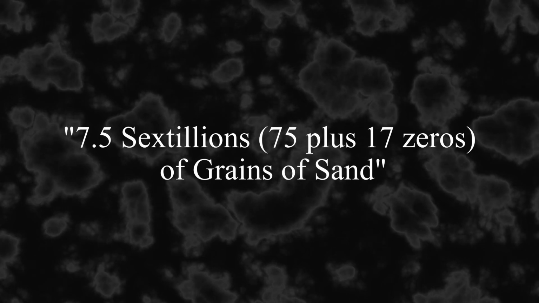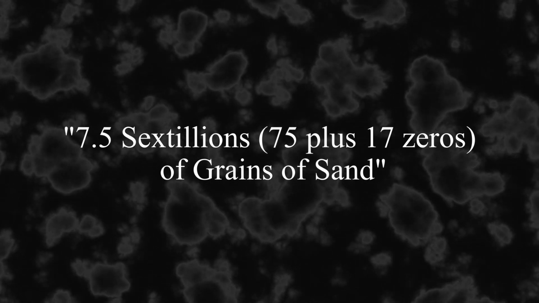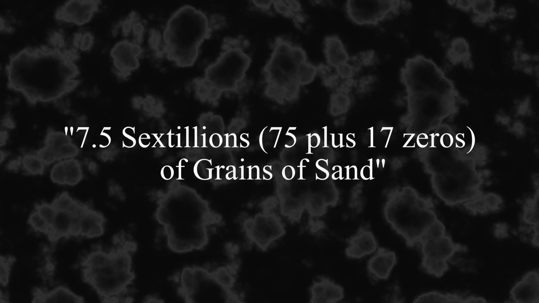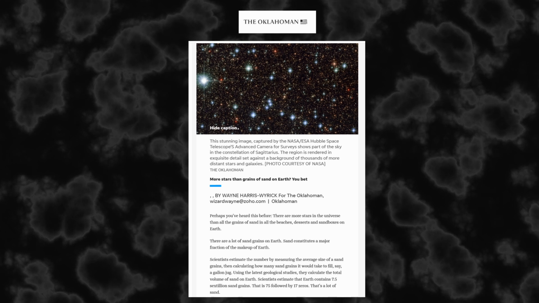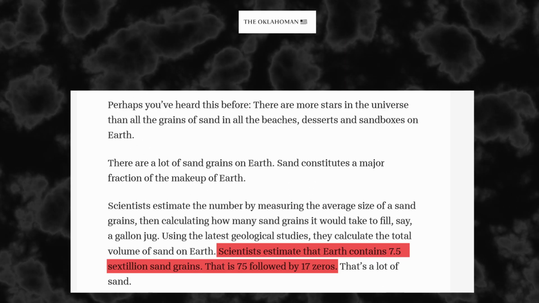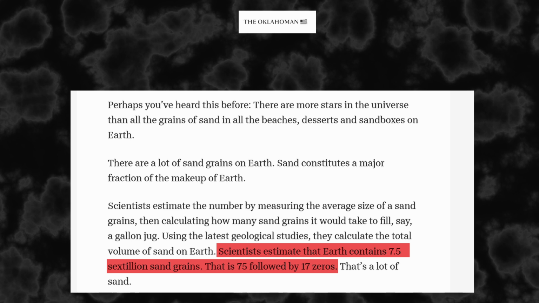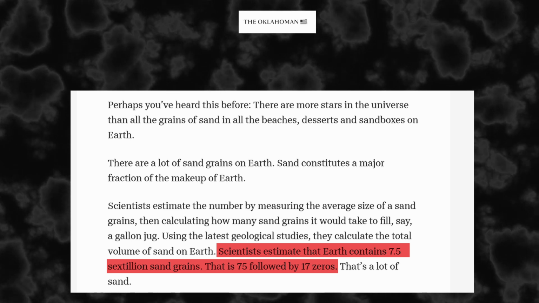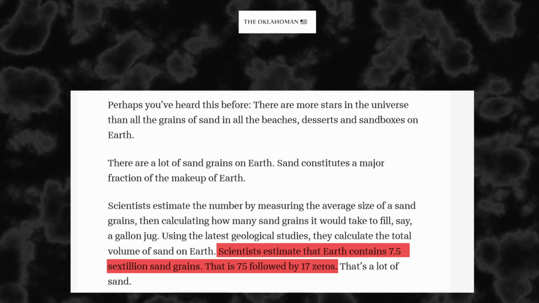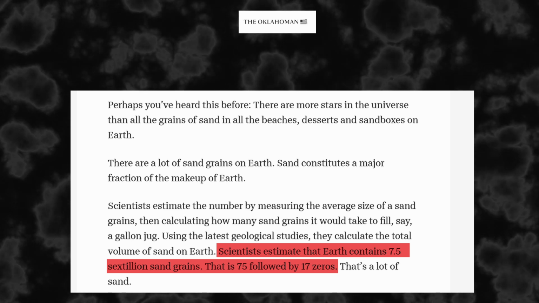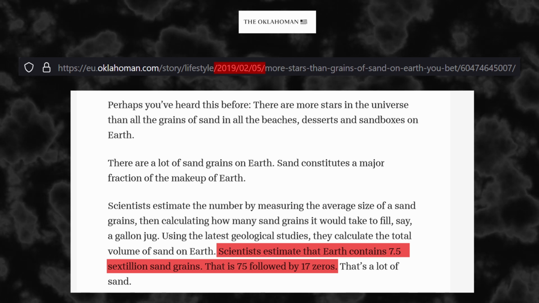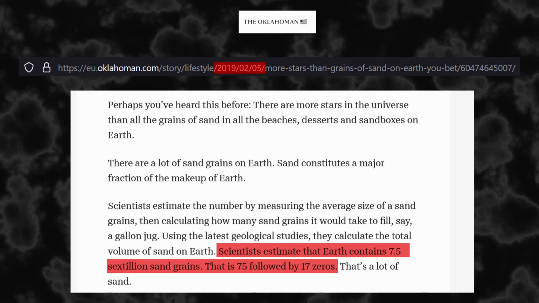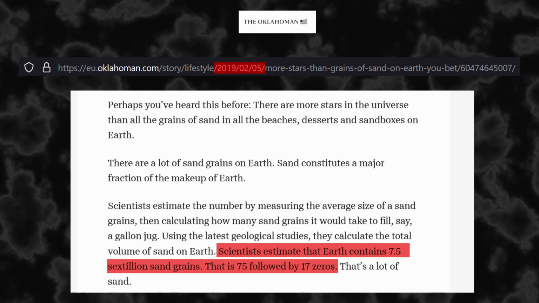Searching the phrases from the Medium post, 7.5 sextillion, (75 plus 17 zeros) of grains of sand, I found another article, this time published by the daily newspaper The Oklahoman, containing the same phrase. Scientists estimate that Earth contains 7.5 sextillion sand grains. That is 75 followed by 17 zeros. Now, there isn't a date of publishing on the article itself, but if the URL is to be believed, this dates back to February of 2019. I have to tell you, this article is hilarious.